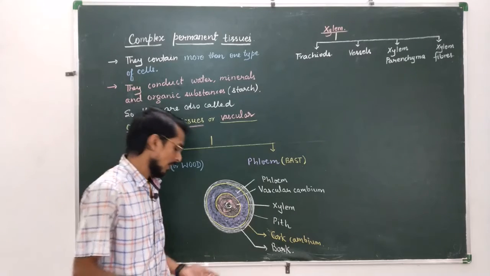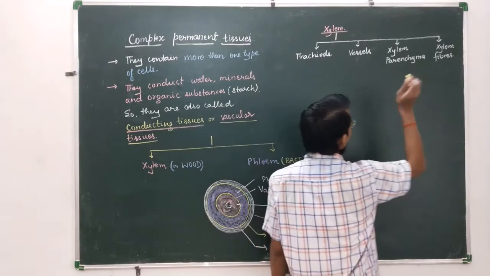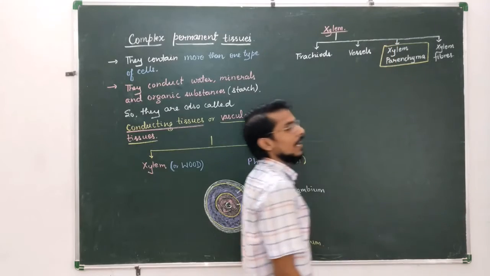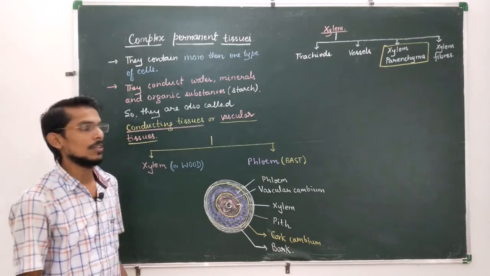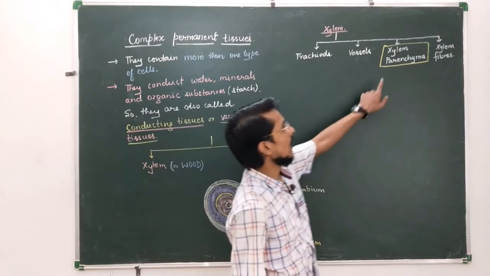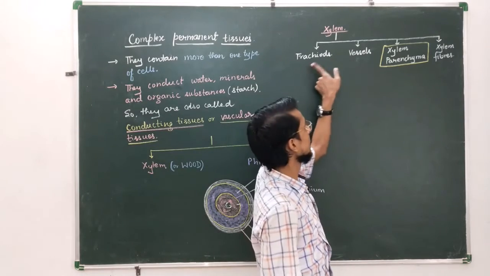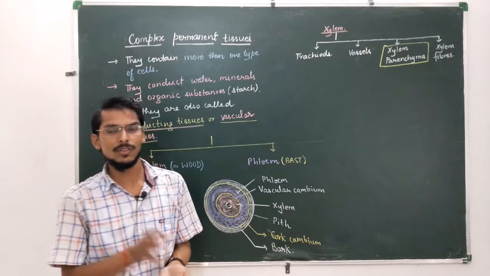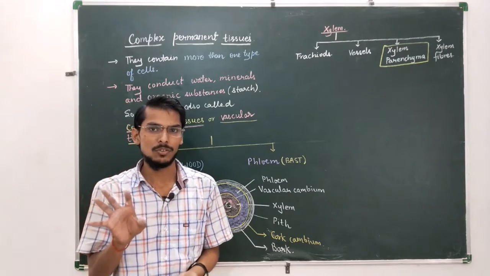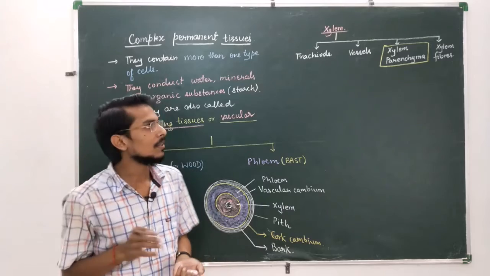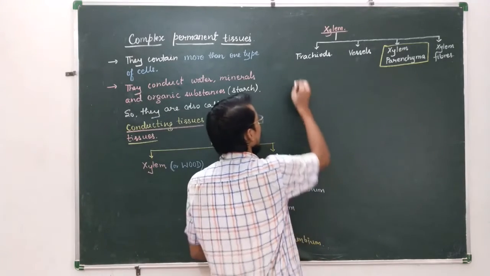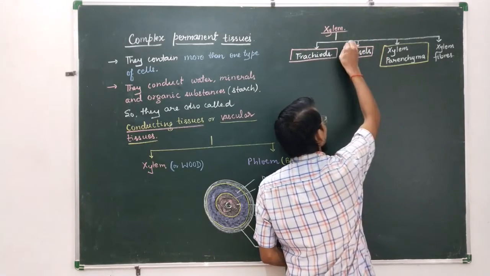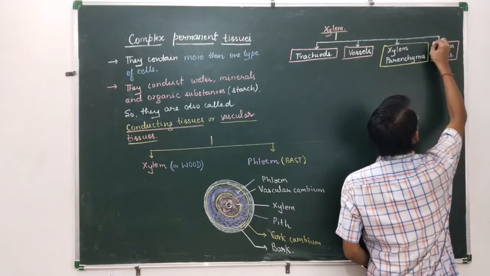xylem fibers. Out of these 4 cells, the only living cell is xylem parenchyma. This is the only living xylem element. Xylem consists of 4 types of cell, out of which only xylem parenchyma is living and the rest 3 are dead cells. Okay, so this is very important. Usually it is asked in exam which of the xylem cells is living. So you must know that it is xylem parenchyma. Okay. So I will keep them in a box with another color so that you can easily remember it.